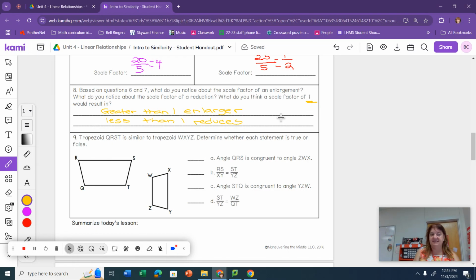So what do you think happens when we have a scale factor of 1? Well, it's going to be the same. Scale factor of 1 is equal or congruent. So those would be congruent.